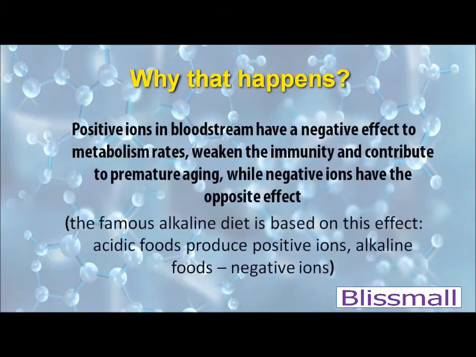Positive ions in bloodstream have a negative effect to metabolism rates, weaken the immunity and contribute to premature aging, while negative ions have the opposite effect. The famous alkaline diet is based on this effect. Acidic foods produce positive ions, alkaline foods, negative ions.